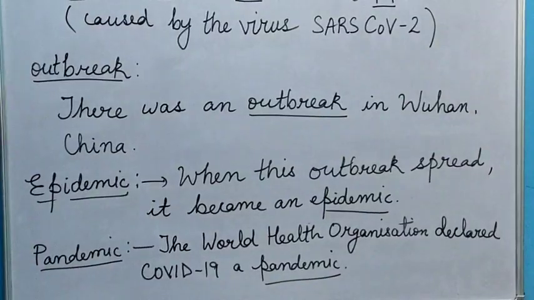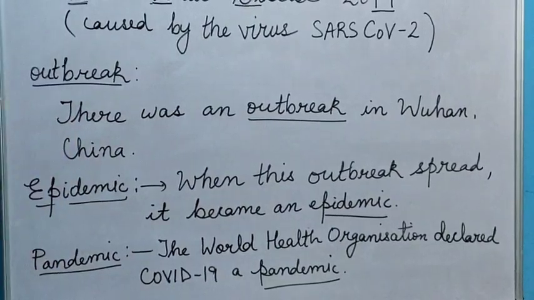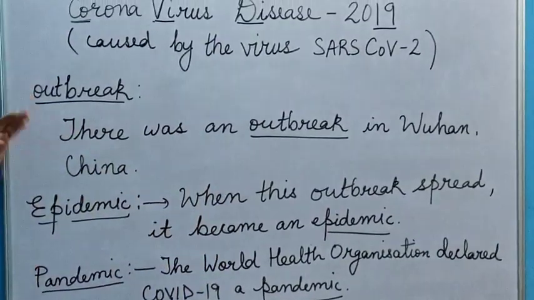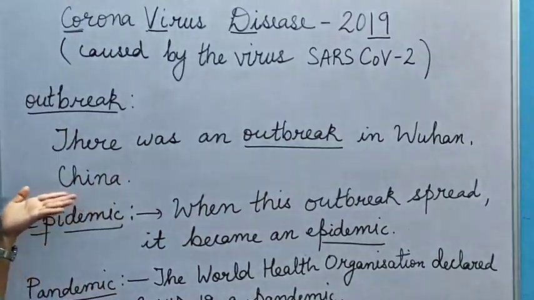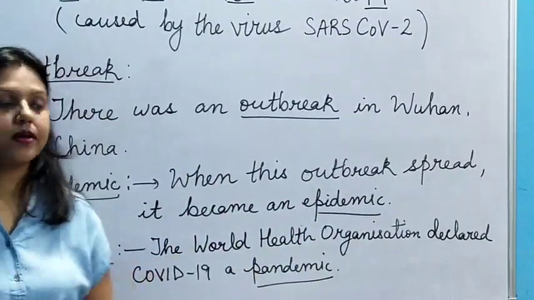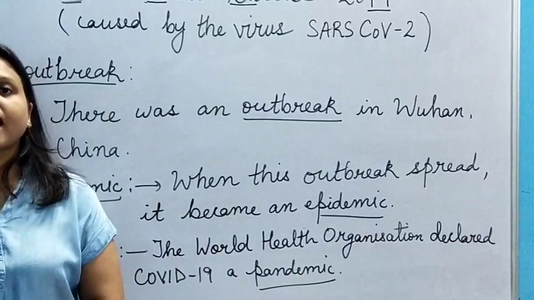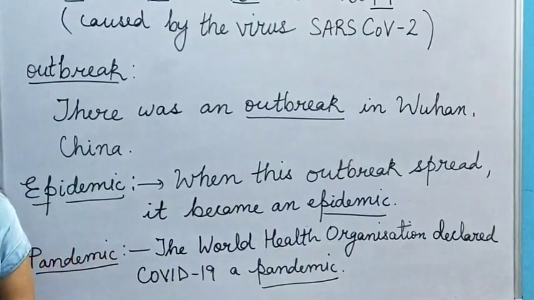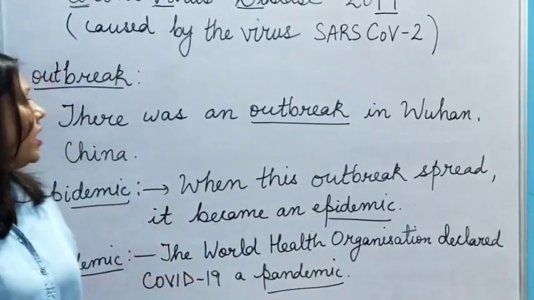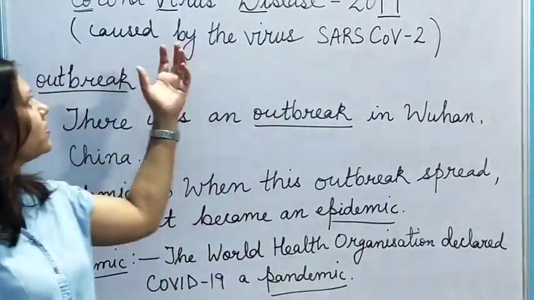Alright, so these are the three words which are very important to know: what is the meaning of these three words and how we can use these three words in sentences. I repeat, outbreak. There was an outbreak in Wuhan, China. Epidemic. When the outbreak spread, it became an epidemic. Pandemic. The World Health Organization declared COVID-19 as a pandemic because it affected globally. It affected worldwide.